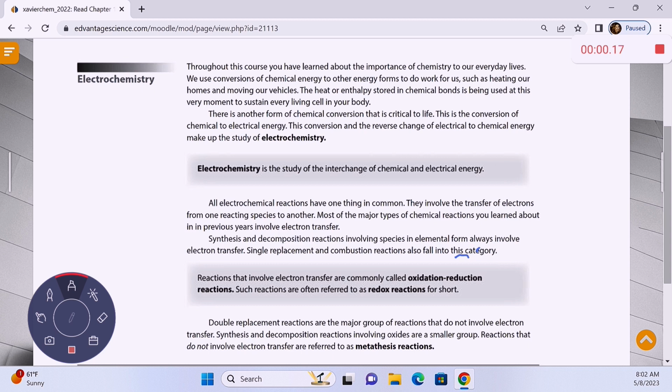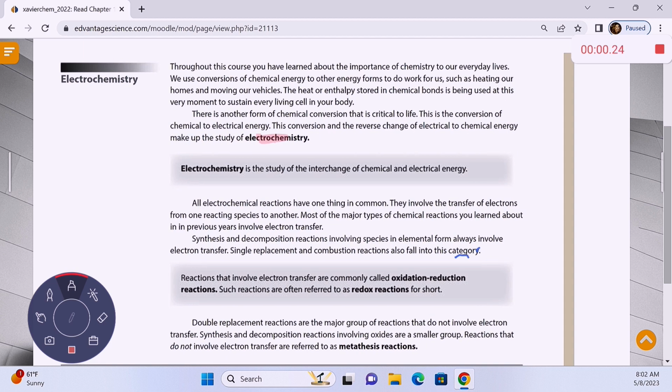Okay, so today we're looking at electrochemistry. When we're converting chemical energy into electrical energy and vice versa, it is known as electrochemistry. Okay? And all electrochemical reactions have one thing in common. They involve the transfer of electrons from one reactant to another.